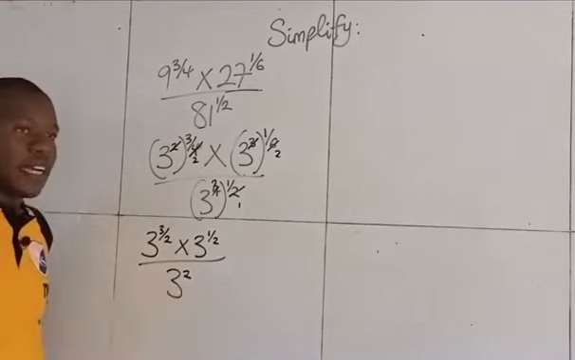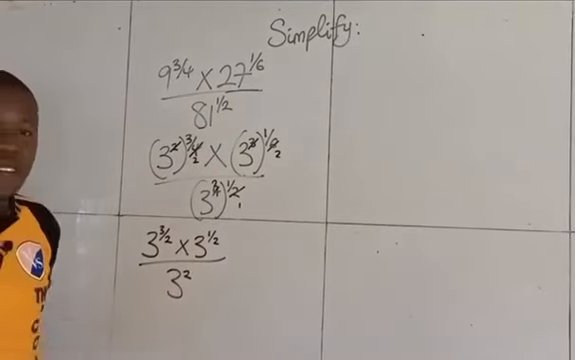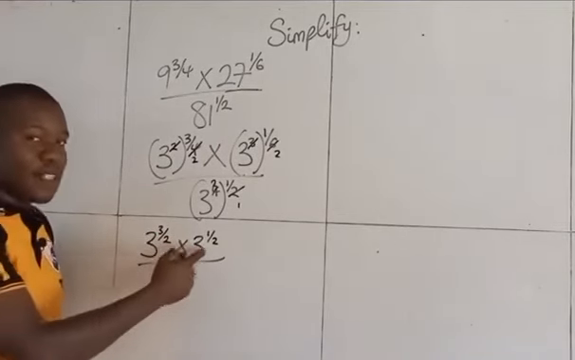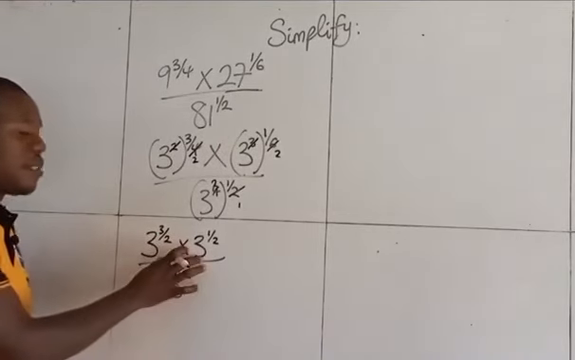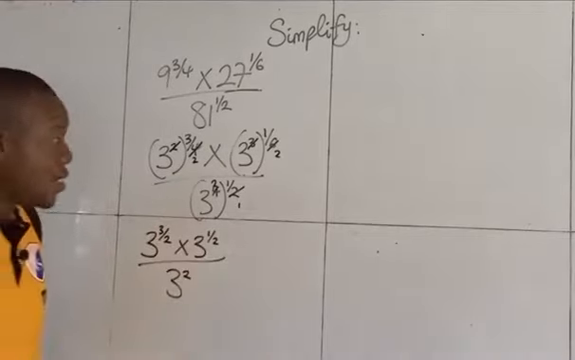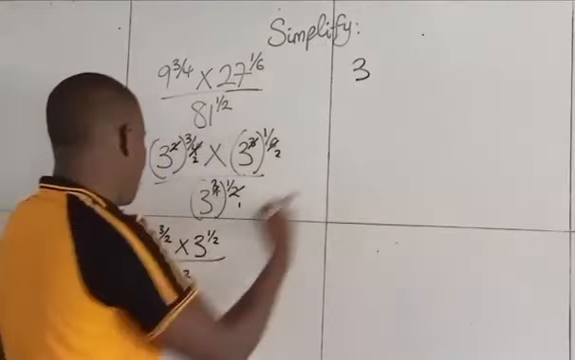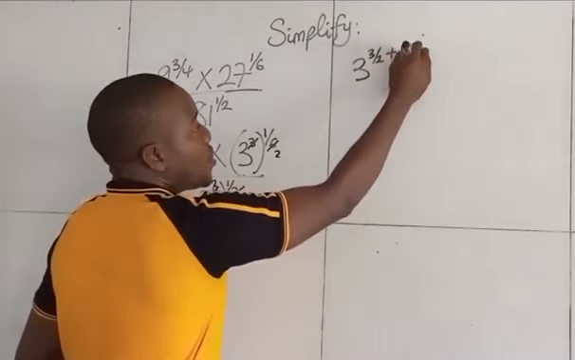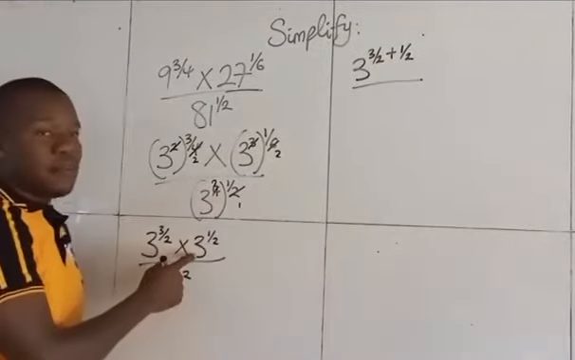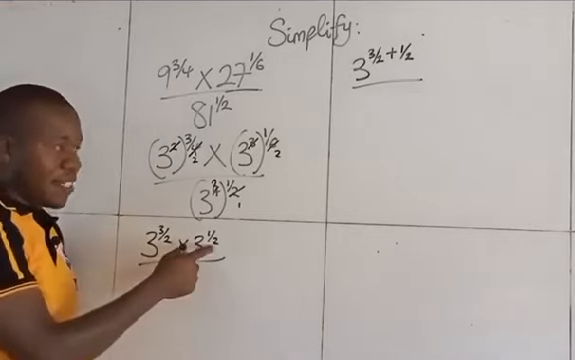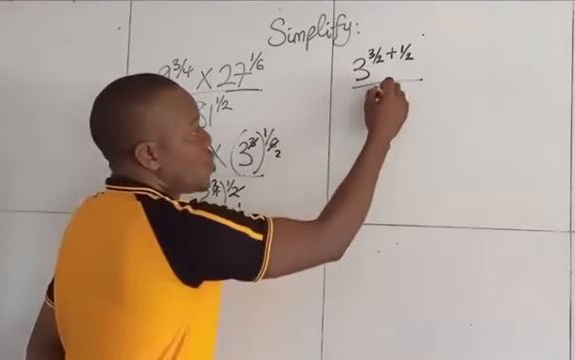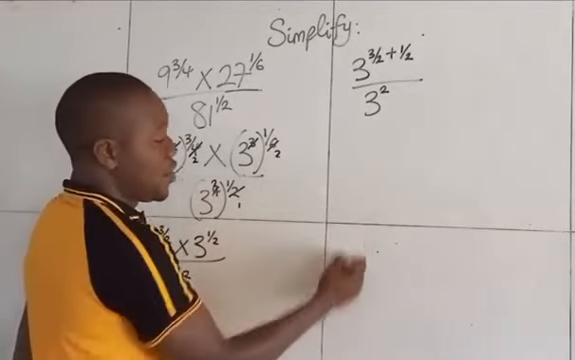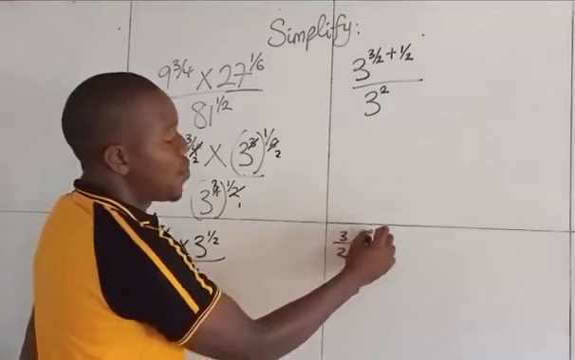So this is what we have. And if you can recall the first law of indices, when you have a base to a power multiplying the same base to a power, we simply pick out the common base and add the powers. So when we do that, we have 3 raised to the power 3 over 2 plus 1 over 2, all over 3 raised to the power 2. We simply pick the common base and add the powers.